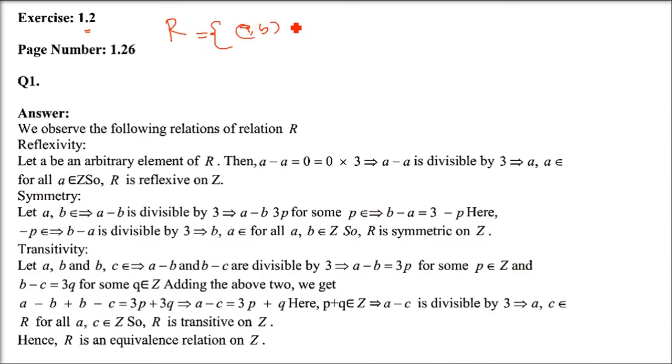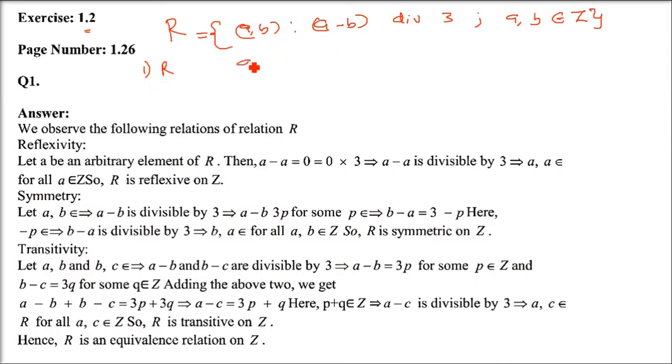This will always be an ordered pair, (a, b), where a minus b is divisible by 3. By 3, I'll just write in short. And this a and b belong to Z, where Z is the set of integers. Now, the next 5 questions, actually 6 questions, are like this. So you have to understand it very carefully.